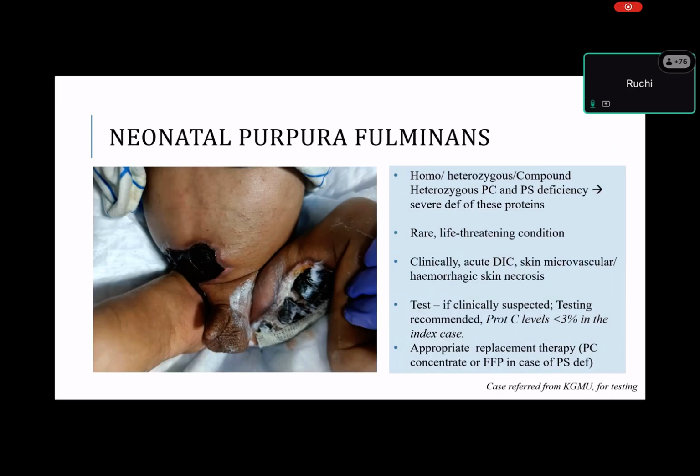If it is a small child, the age of presentation is usually in the neonates. If this is what is clinically suspected, then you can go ahead and do protein C or S deficiency testing. And this is a case which was referred to us from KGMU for testing, and thankful to the resident who shared the photographs with us. And in the next case, the protein C level was less than 3%, and it was consistent with protein C deficiency.